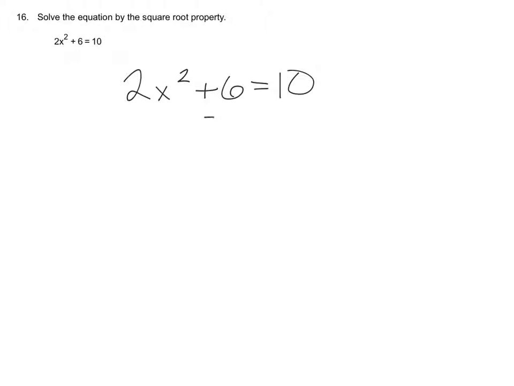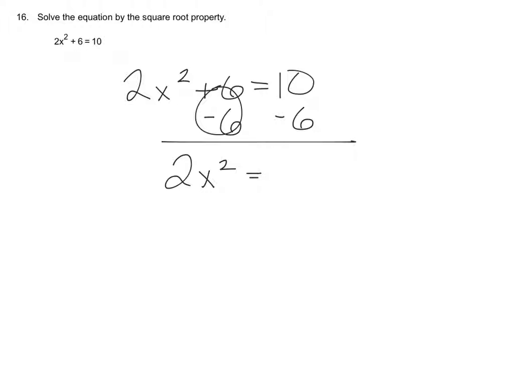In order to do that, first subtract 6 from both sides. We're left with 2x squared equals 10 minus 6, which is 4. Next, divide by 2 to isolate the x squared term. I have x squared equals 4 divided by 2, which is 2.